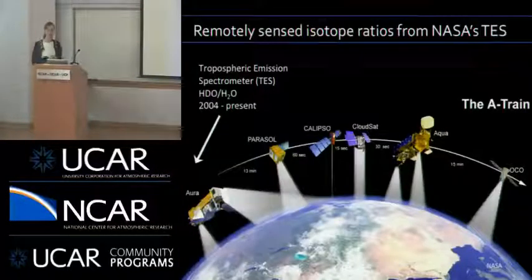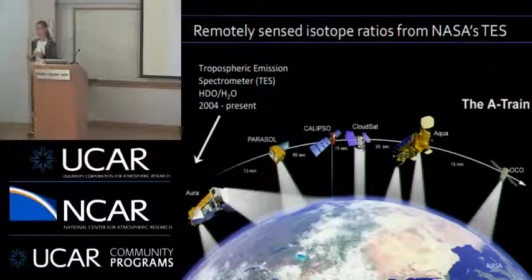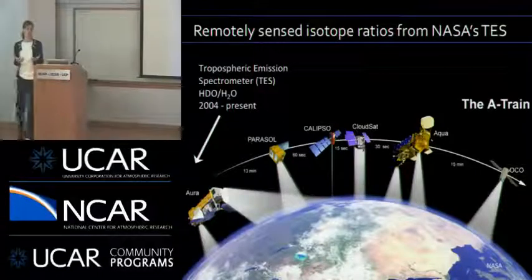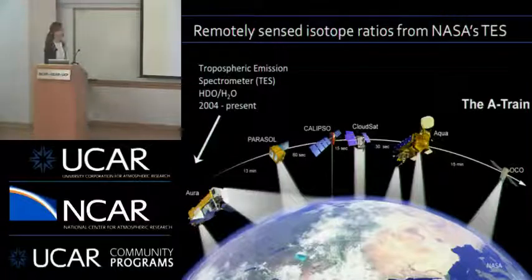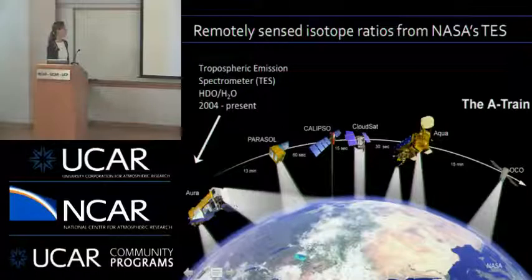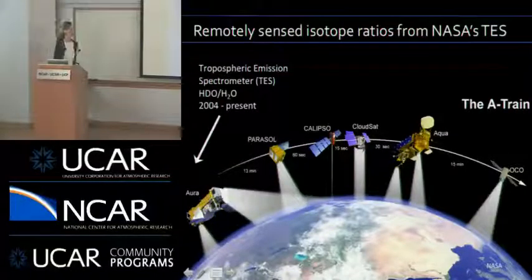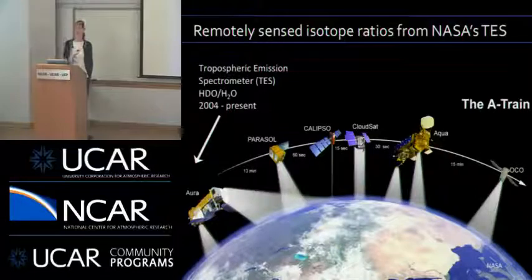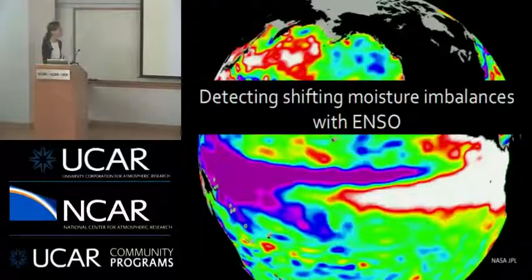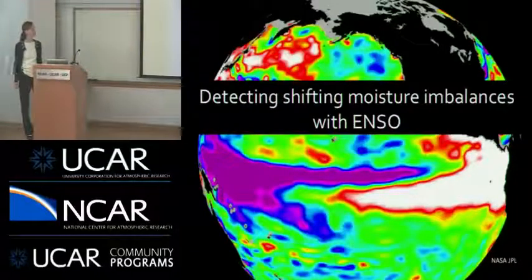For the observation, we can use these retrievals of both HDO and H2O from the Tropospheric Emission Spectrometer, also known as TES, which flies here where the arrow is pointing aboard Aura, which is part of the NASA A-Train satellite constellation. And since our record only goes back to 2004, an obvious choice for our climate perturbation is then El Nino Southern Oscillation, or ENSO.